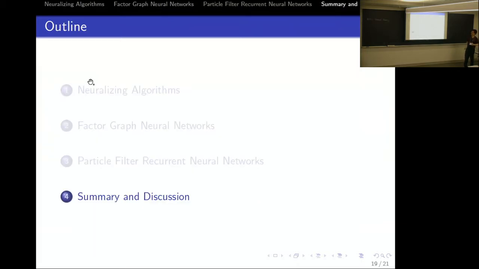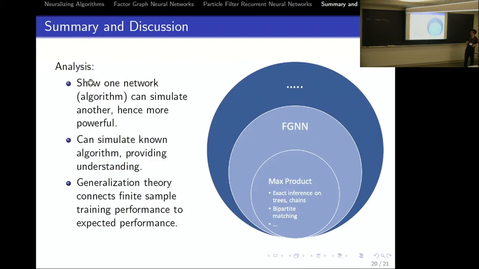So let me finish off with a summary. The idea I want to share is, if we want to develop learning algorithms targeted towards the average case, one way is to start with some algorithm we know of, over-parameterize it so that it's more powerful, and then learn. What do you get out of this? One is that we can show one algorithm can simulate another, therefore our vector graph neural network is more powerful than the usual max product algorithm.